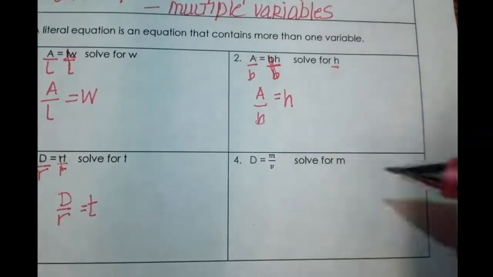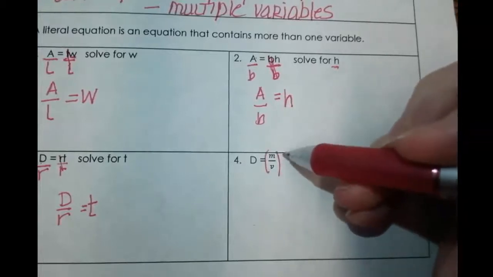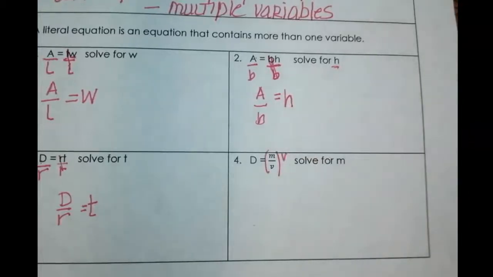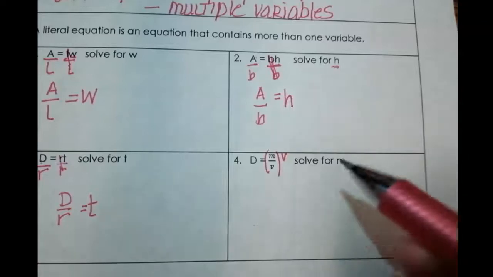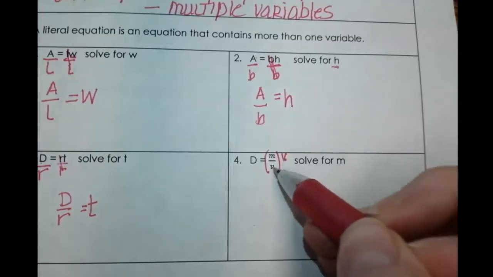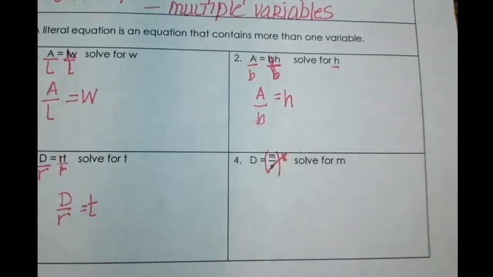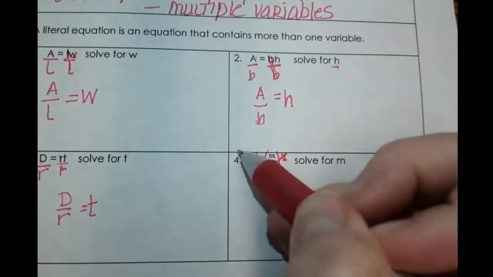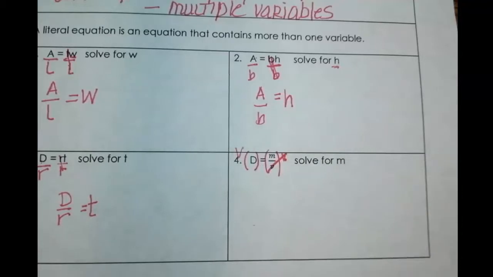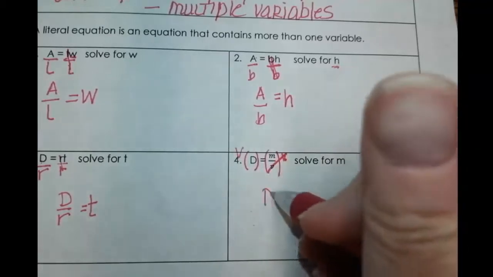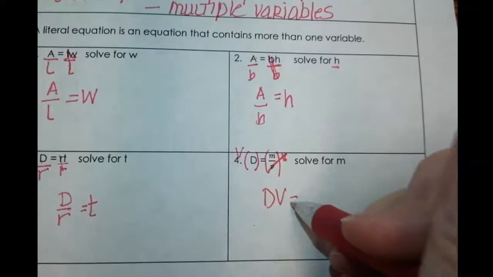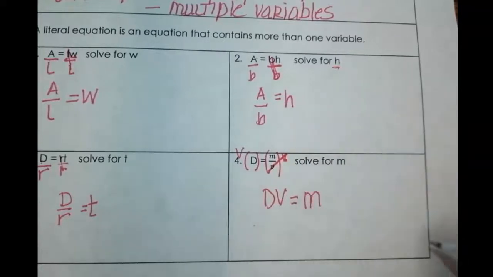So how do I undo that division? I undo the division through multiplication, the inverse operation. Okay, so if I multiply by V, that's going to cancel like that. But our multiplication property of equality says we have to multiply both sides by the same thing. So D times V equals M. And that's it. That's all you got to do. So those are one-steppers. They do get more complicated. Let's try some on the back.